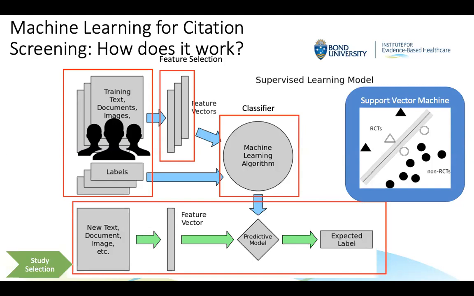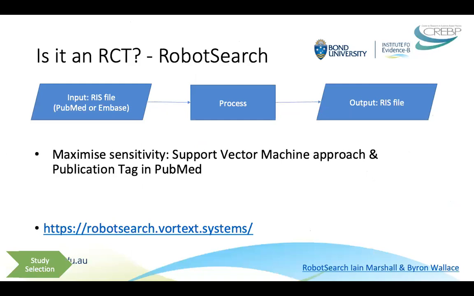So I'll go over how it can be used for RCTs, and I'm hoping to give a little demo. This is built by Ian Marshall and Byron Wallace. Ian Marshall is based at UCL in London, and Byron Wallace is a super cool machine learning expert from the University of Texas, who is trying convolutional neural networks and all kinds of stuff. It takes your standard PubMed or Embase file and outputs a standard PubMed or Embase file, but only with the RCTs. At that link, it's free to use.